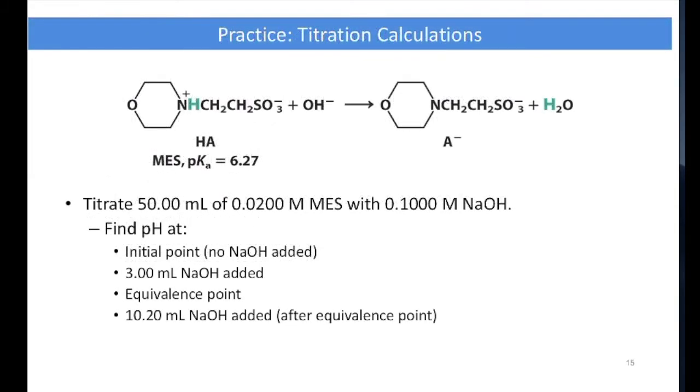So we're going to use this example, titrating 50 milliliters of 0.02 molar MES with 0.1 molar sodium hydroxide. We're going to find the initial pH before any sodium hydroxide has been added, after 3 milliliters of sodium hydroxide has been added, at the equivalence point, and after 10.2 milliliters of sodium hydroxide has been added, and that will be after the equivalence point.